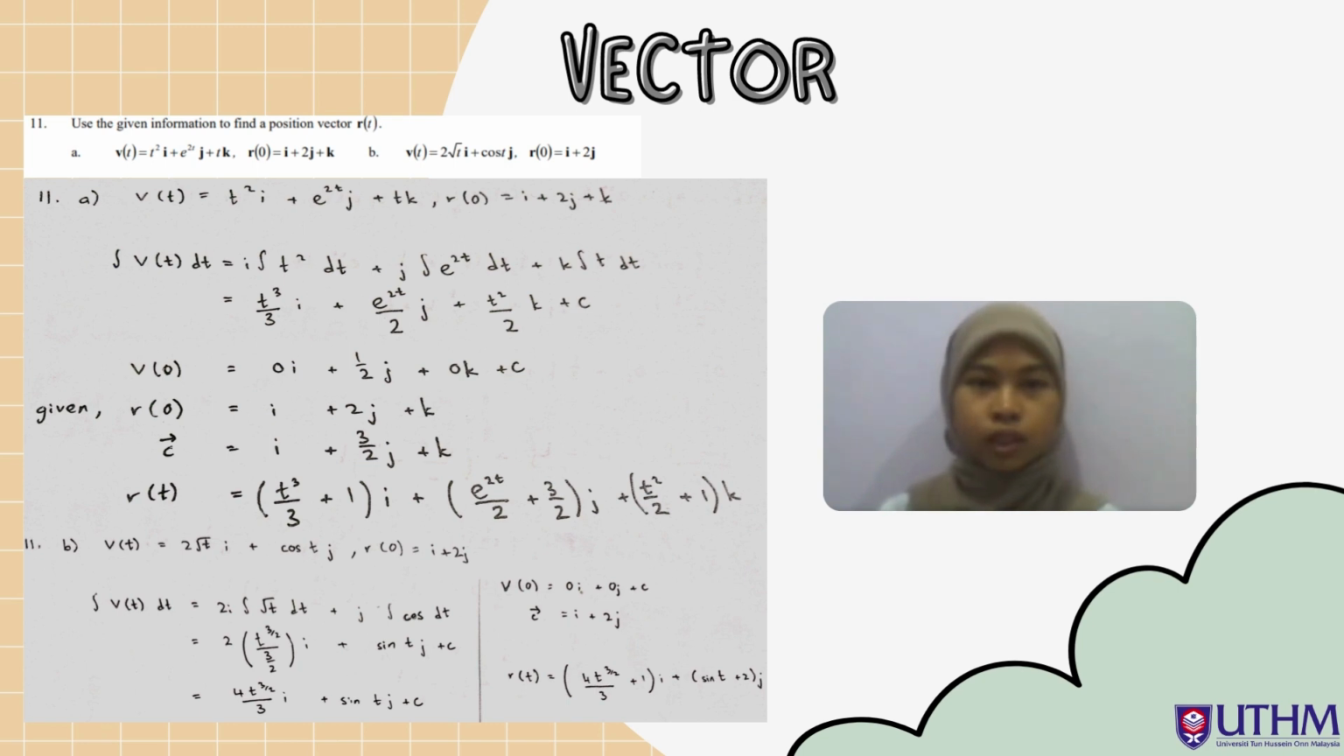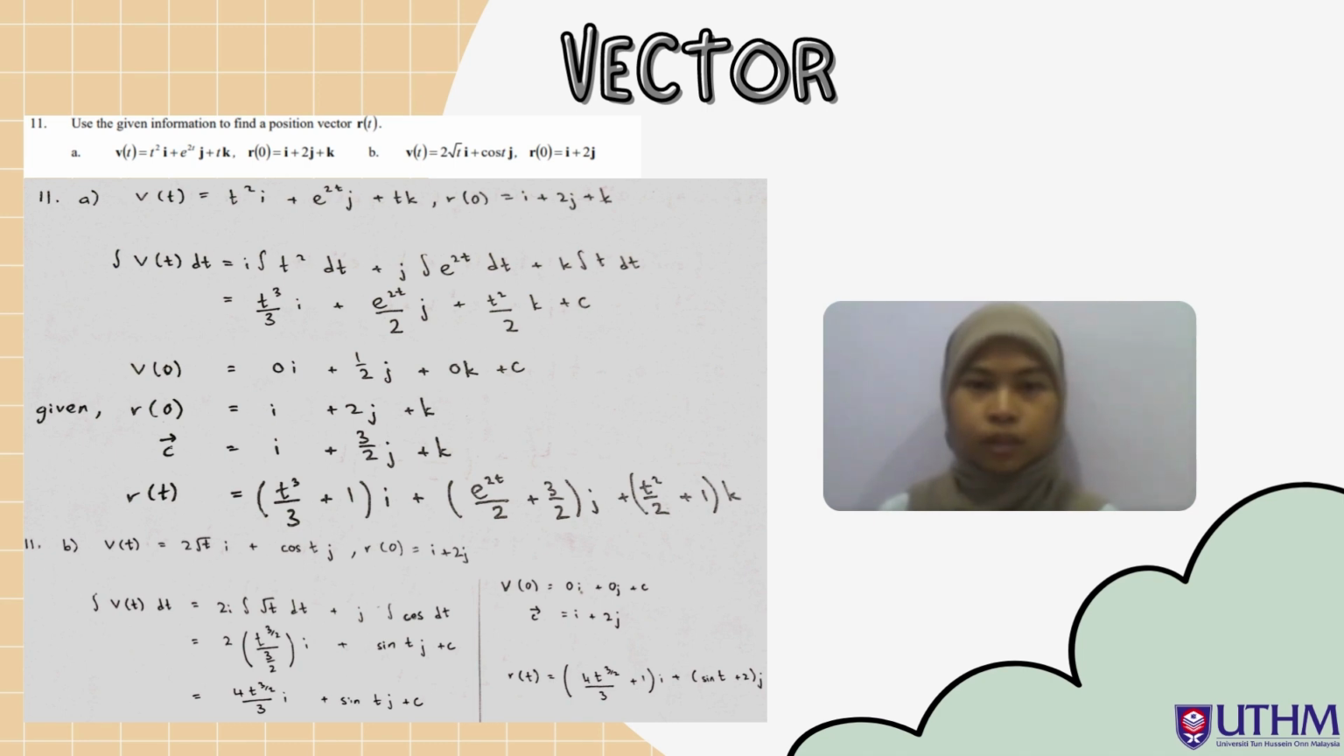From the given R0 and V0, we already find that C equals i plus 3 over 2 j plus k, because here we just move 1 over 2 j and then we get the answer for C. And then R(t) is equal to t to the power of 3 over 3 plus 1, e to the power of 2t over 2 plus 3 over 2 j, and for k, t to the power of 2 over 2 plus 1. We get the answer for 11A.